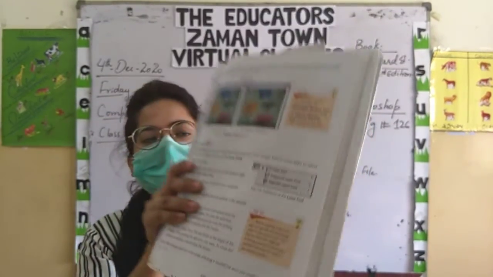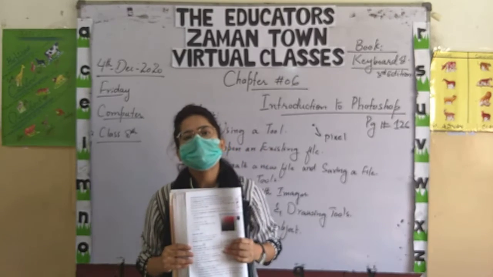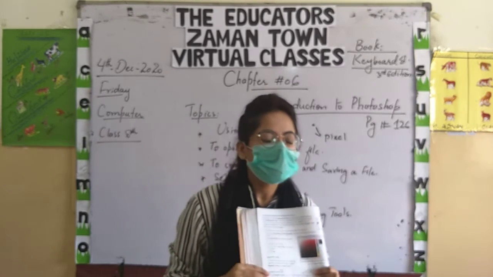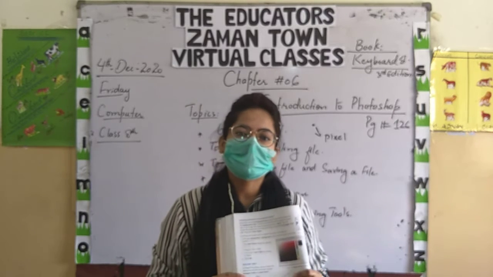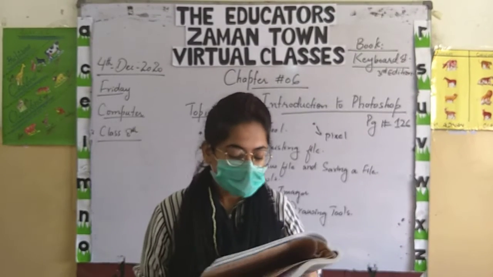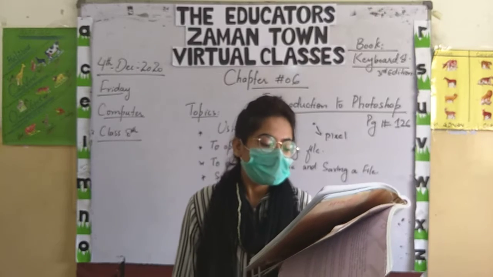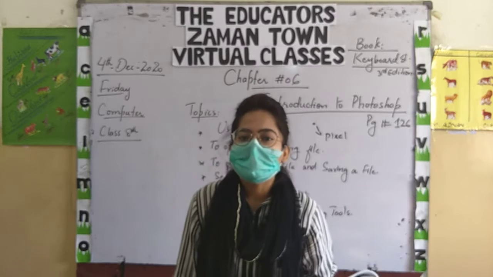On page 129 we have another tool, the lasso tool. Lasso tool is used for making freehand selection, just like that. If we don't have any geometrical shape, like the human body, which is an irregular shape and not a geometrical shape, and you want to select this type of irregular shape, you will use the lasso tool. In the lasso tool you have two further categories. Number one, polygonal lasso tool, and the other one, magnetic lasso tool.